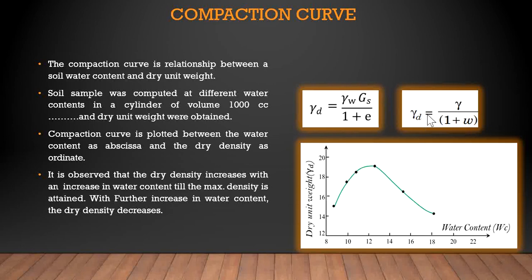We have a formula, gamma D is equal to gamma upon 1 plus W. We have another formula also for calculating the dry density, that is gamma D is equal to gamma W into G upon 1 plus E. But generally we prefer the first formula, as in the compaction test we can calculate the wet density and we can calculate the moisture content. So it is easier to get the dry density or dry unit weight by using this formula.